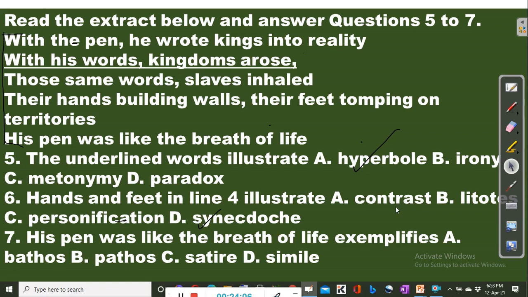Contrast is when you are looking at differences between two or more things. Now, litotes is understatement, the opposite of hyperbole. Litotes, please get it right, that's the correct pronunciation. It means understatement. For example, if someone makes a very good, very wonderful suggestion, but instead of praising it highly, you simply say it's not a bad idea.